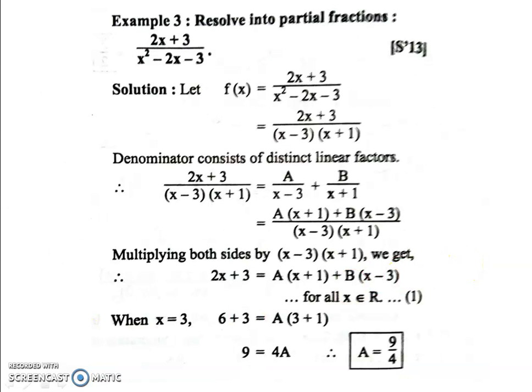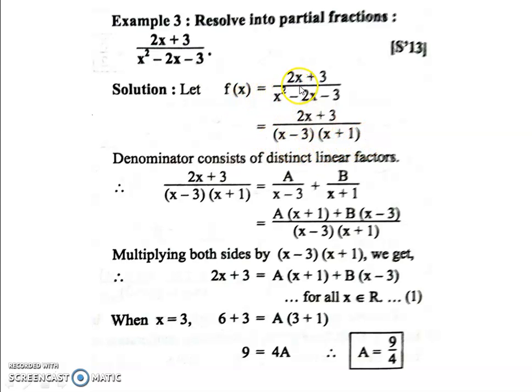So now we have to take a different quadratic equation. Let us check. Resolve the partial fraction 2x plus 3 upon x square minus 2x minus 3. So we have to check whether this quadratic equation has factors. Yes, 3 ones are 3, so minus 3 plus 1 gives minus 2. So our factors are x minus 3 and x plus 1.